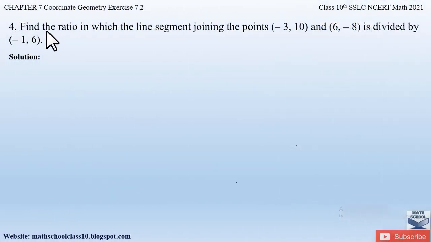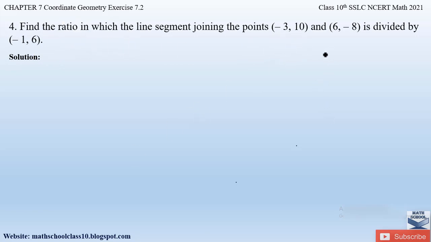Question number 4 from exercise 7.2, chapter 7, coordinate geometry says, find the ratio in which the line segment joining the points (-3, 10) and (6, -8) is divided by (-1, 6). So here we have to find out the ratio in which the line segment is divided by a point that is (-1, 6). Here the coordinates of the point which divides the line segment is given and we have to find out the ratio in which it divides the line segment.